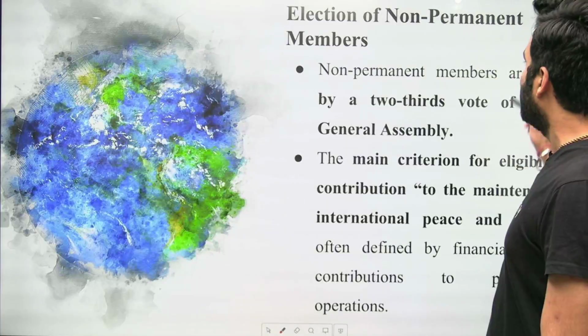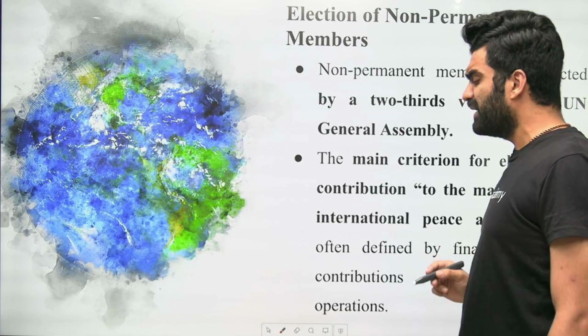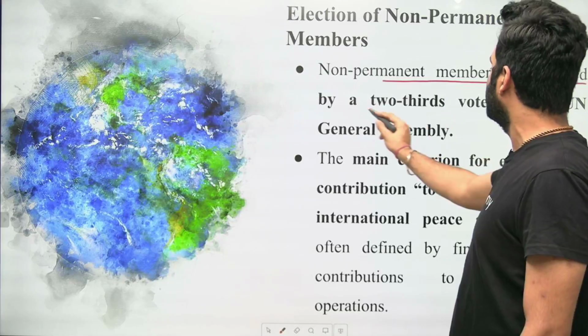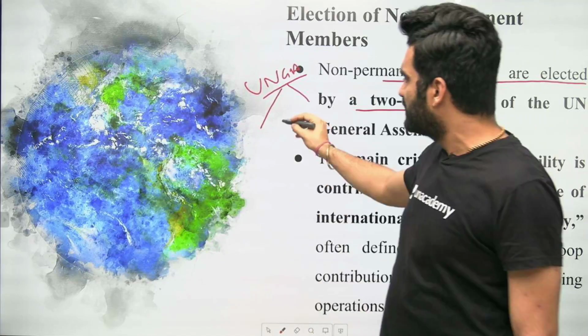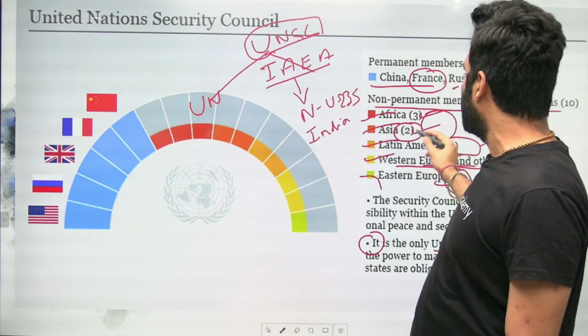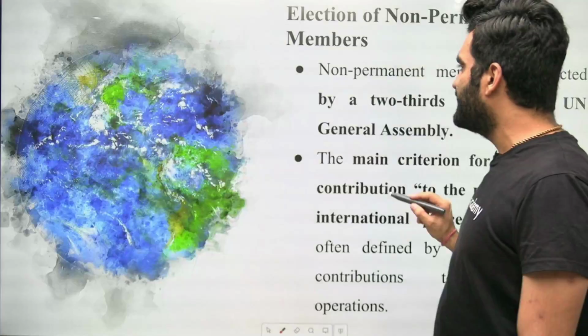Then, election of non-permanent members. How does the election of non-permanent members take place? Non-permanent members are elected by a two-thirds vote of the United Nations General Assembly. Now, the UNGA consists of all the member countries of the United Nations. If two-thirds of these members vote in favor of India for the Asian seat that we were talking about, then India would get elected.